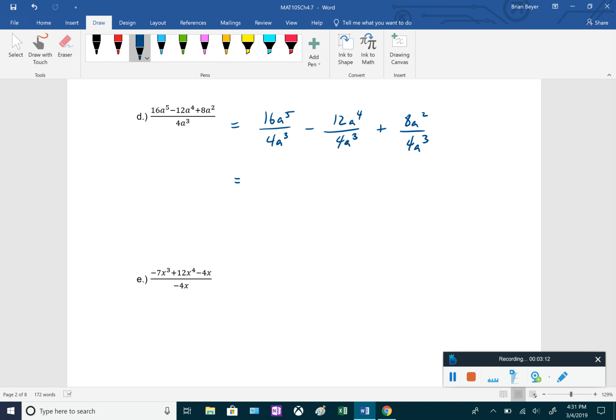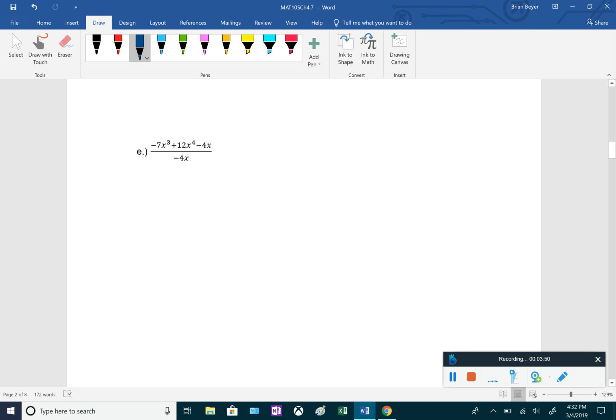For the first term, 16 over 4 is 4. A to the 5th over a cubed, subtract those exponents, we get a squared. Minus next term, 12 over 4 is 3. A to the 4th over a cubed, subtract the exponents, it leaves us with a. Last term, 8 over 4 gives us 2. A squared over a cubed, that's going to end up leaving an a in the denominator. If we subtracted the exponents, we'd get a to the negative 1, which means we have to put it in the denominator to make the exponent a positive 1.